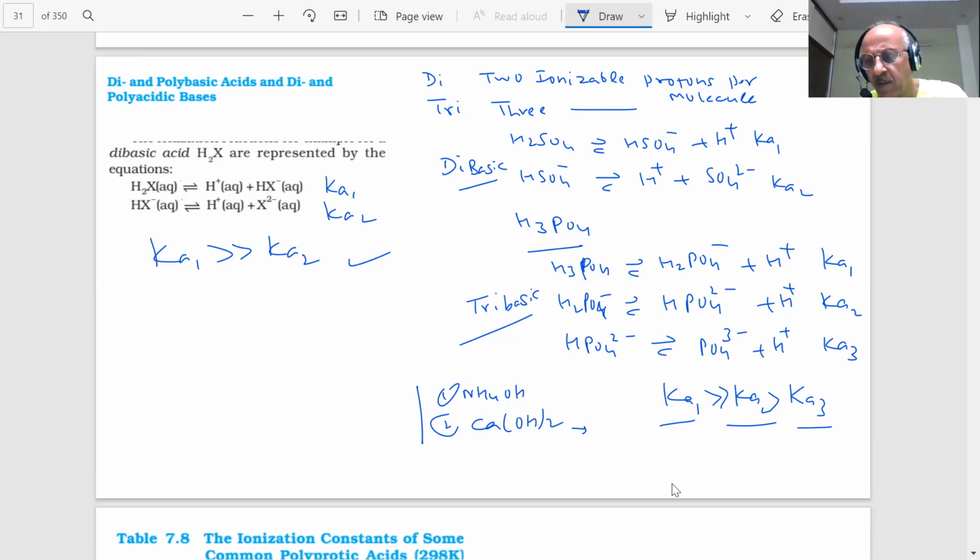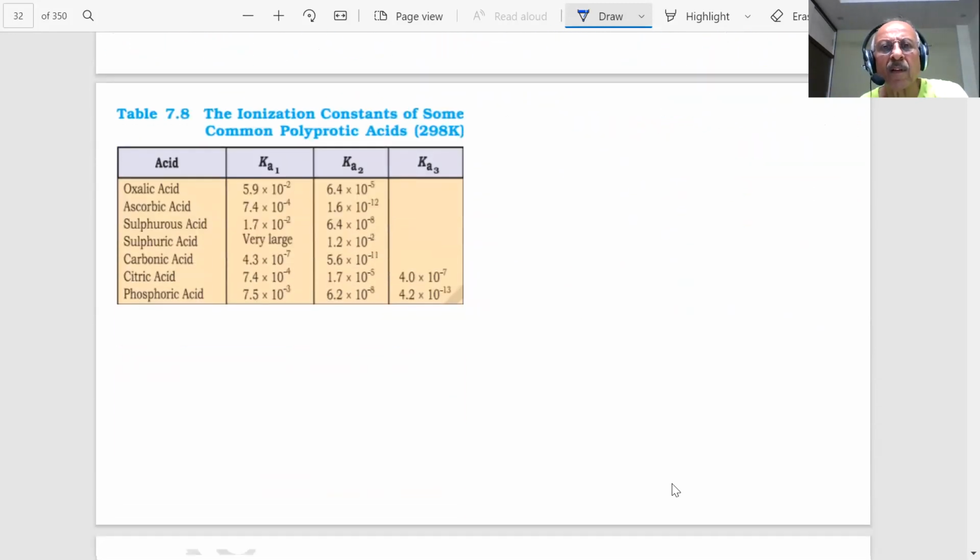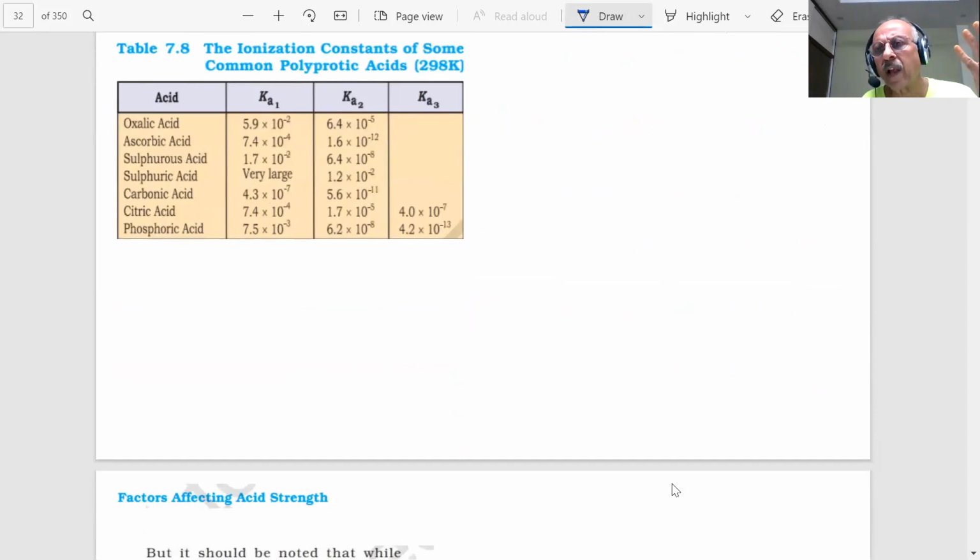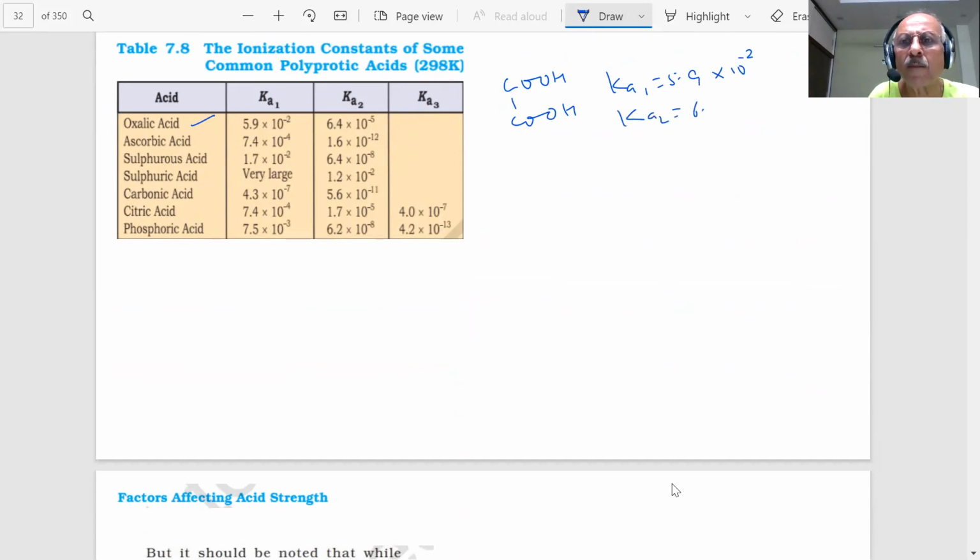Let us see some of the values. The tables are important to look at a glance, student, because sometimes the values are given. Oxalic acid is a dibasic acid. The Ka1 is how much? 5.9 into 10 raised to the minus 2. And what is Ka2? 6.4 into 10 raised to power minus 5. So you can see Ka1 is much larger than Ka2, students.